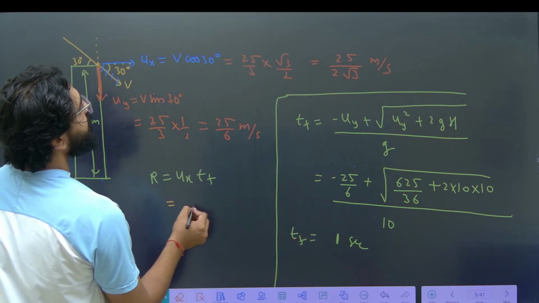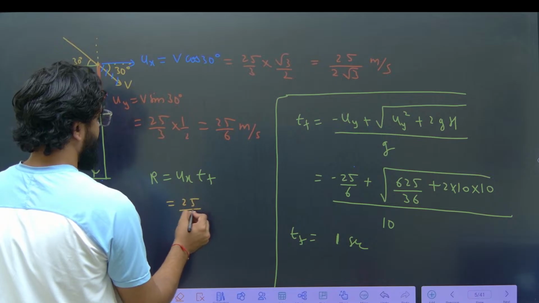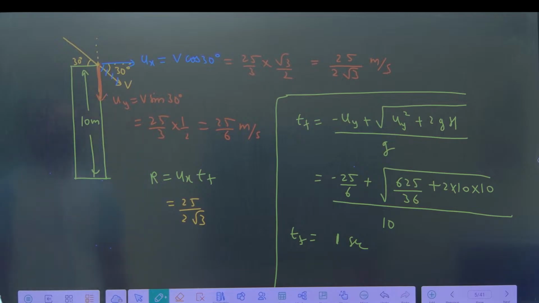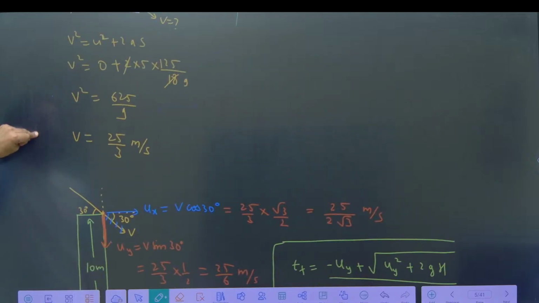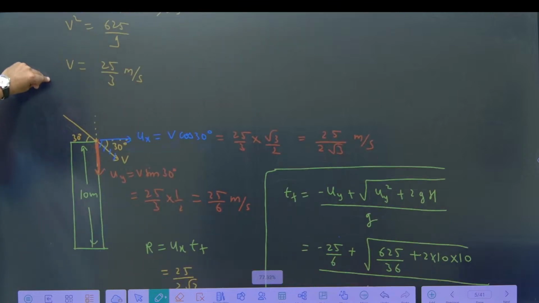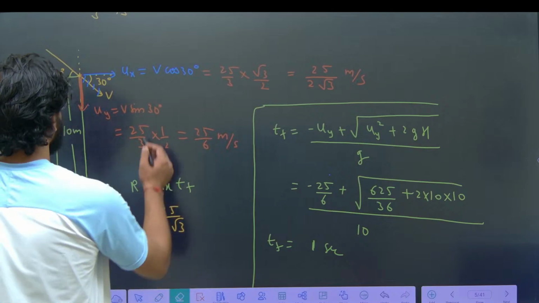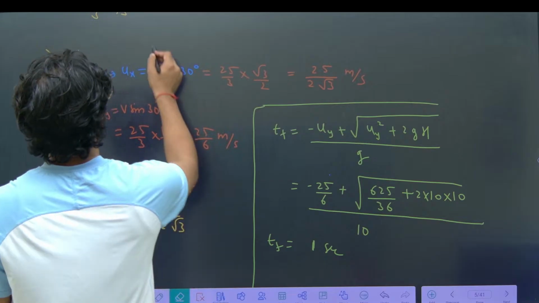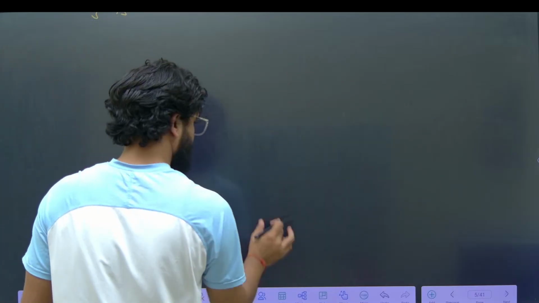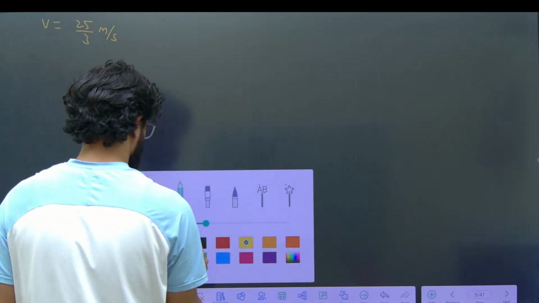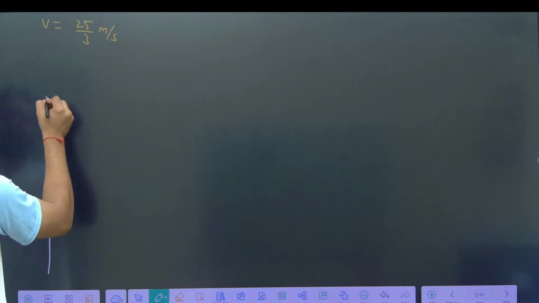So ux is 25 by root 3, correct? Okay, now I know what mistake I have done. A very dangerous mistake. This was angle 37 degree. That's why all this weird kind of answer was coming. Yes, let's do it one more time. No worries, no worries.